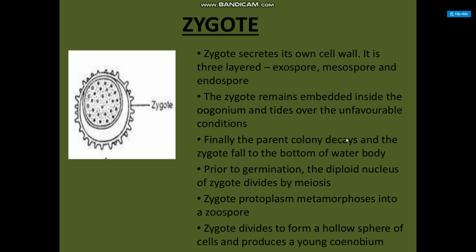Prior to germination, the diploid nucleus of the zygote divides by meiosis, and the zygote protoplasm metamorphoses into a zoospore. The zoospore divides to form a hollow sphere of cells and produces a young coenobium.